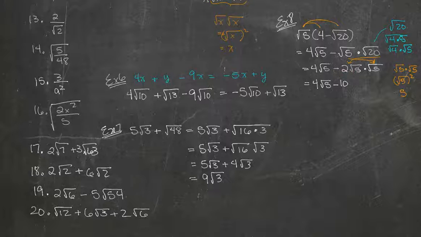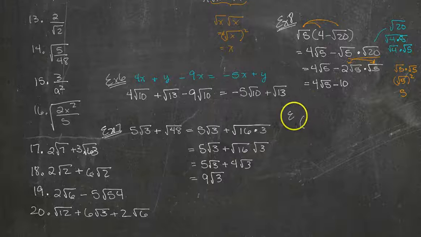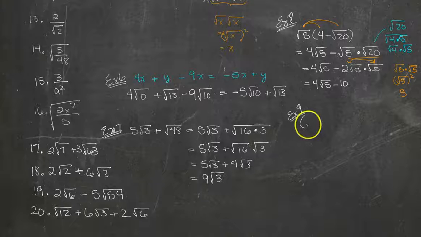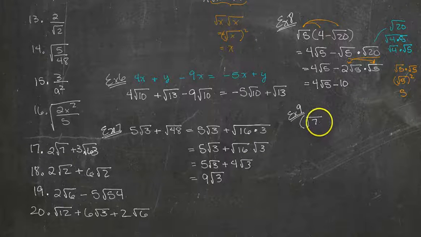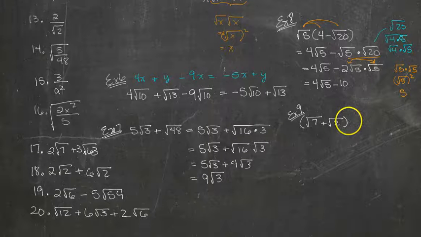One more example. Let's do a binomial type times a binomial type. They're not actually monomials and binomials, but they're types. So I have the square root of 7 plus the square root of 2 times square root of 7 minus 3 root 2.